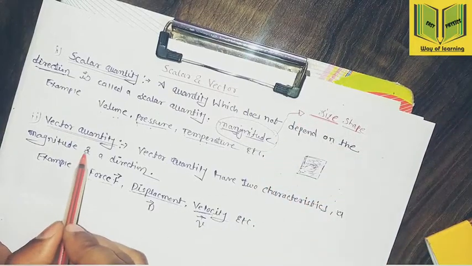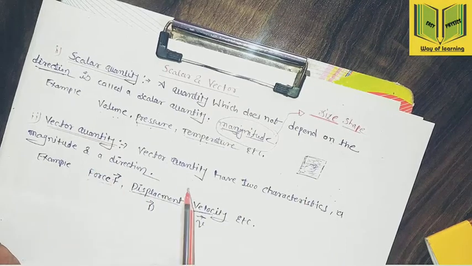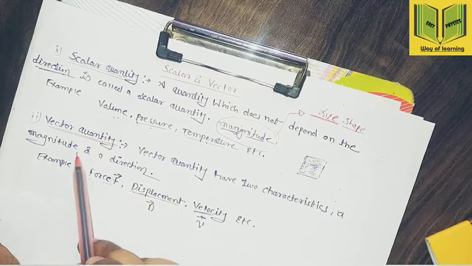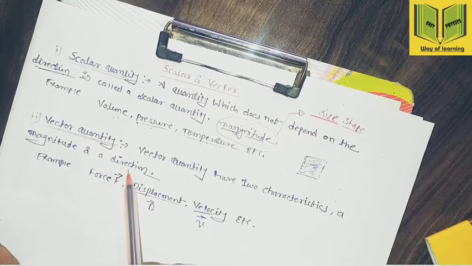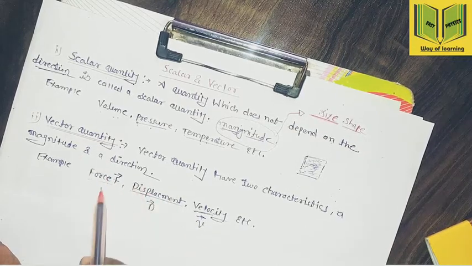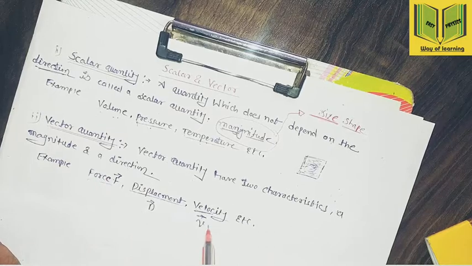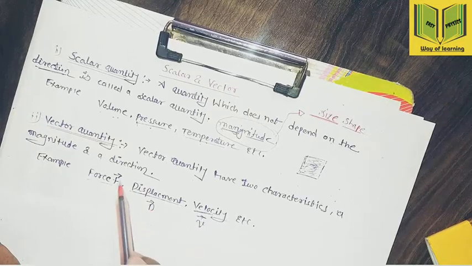And the vector quantities: in vector quantities we need to show two things, magnitude as well as direction. For example, force, displacement, velocity. In these quantities, for force we need to show direction as well as magnitude.